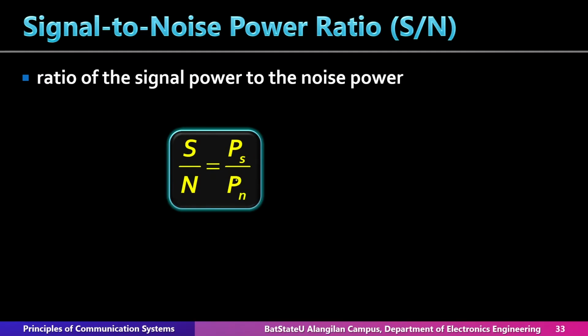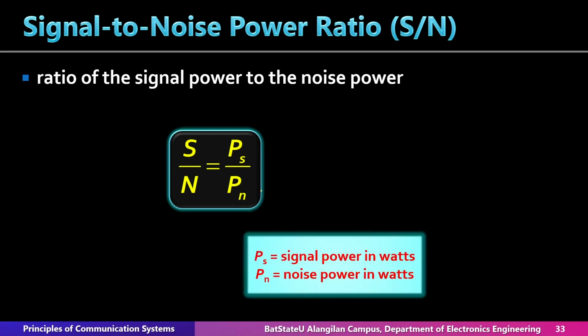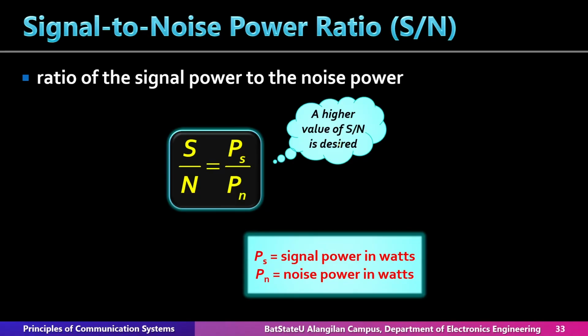So, of course, we can expect that the amount of noise present is just small. So, the desirable value of the signal-to-noise ratio would be high. The higher the value, the better. Okay? So, again, PS represents the signal power in watts and PN is the noise power in watts. And remember, a higher value of S over N is desired, because that indicates a lower amount of noise.